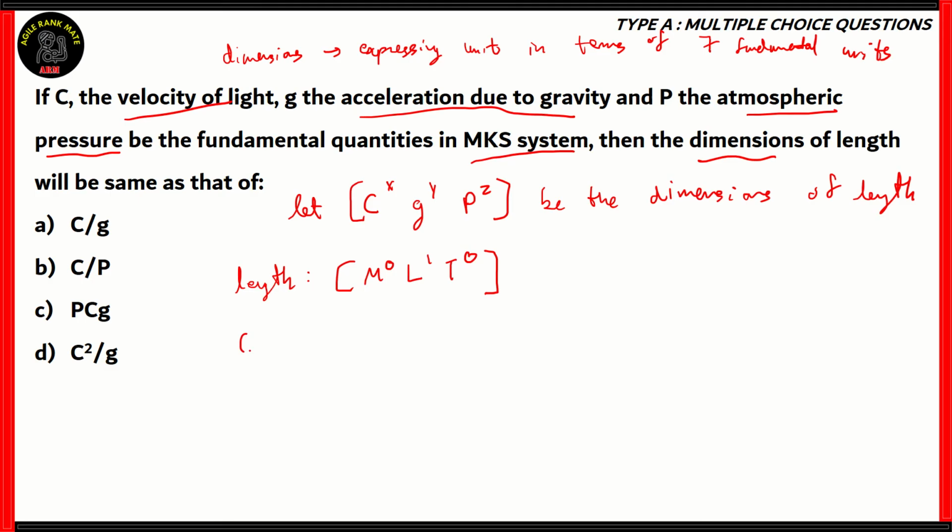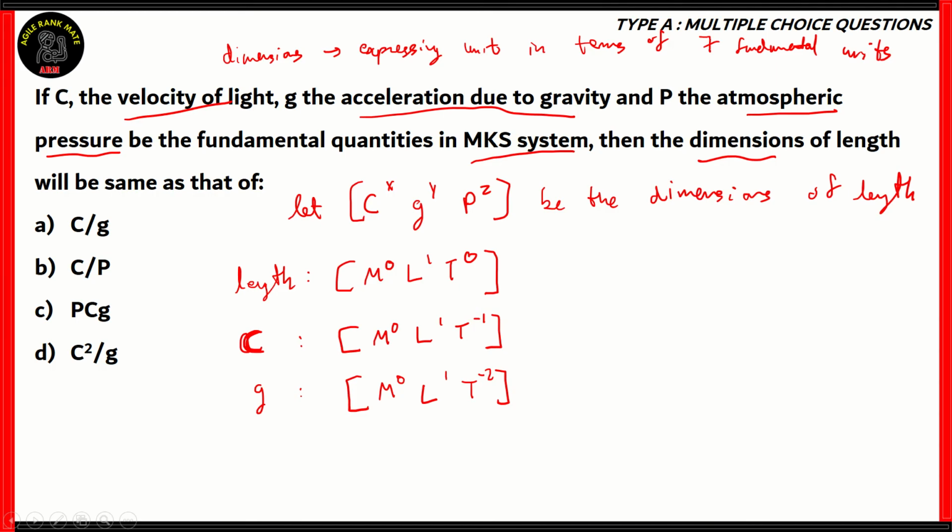When we look at speed of light, or c, now speed or velocity is distance over time. So therefore, the dimensions in this case would be M raised to 0, L raised to 1, T raised to minus 1. Then we have acceleration due to gravity, which is g. So this is acceleration. So again, no mass. It'll be distance over time squared.